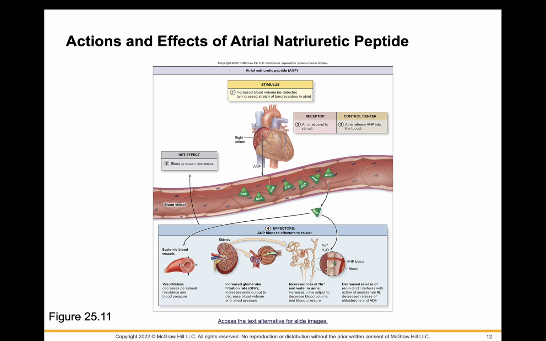We're going to see an increased loss of sodium and water in the urine, so we increase urine output to decrease blood volume and blood pressure. And we're also going to see the decreased release of renin, and this basically will interfere with the action of angiotensin II, decreased release of aldosterone, and ADH. The net effect of ANP is blood pressure to decrease.